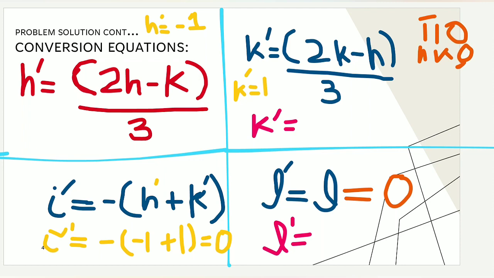In this way, we got the Miller-Bravais indices for the EF direction, which are H prime, which is minus 1, K prime, which is 1, and I, which is 0, and L, which is also 0. Let us write them together. It's 1 bar. Since no fraction is involved, these are the final indices. These are the final Miller-Bravais indices for the EF direction.